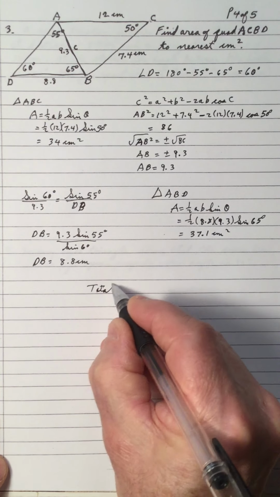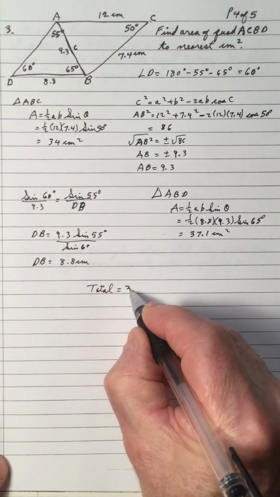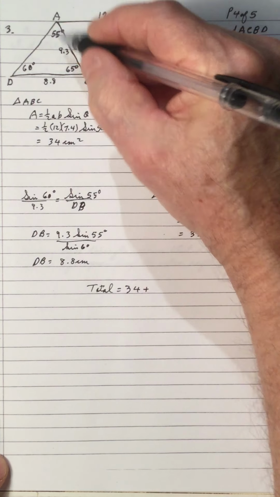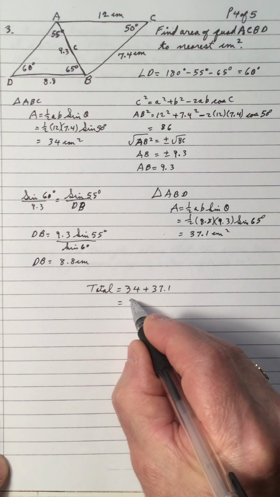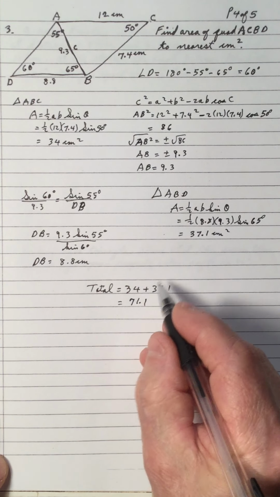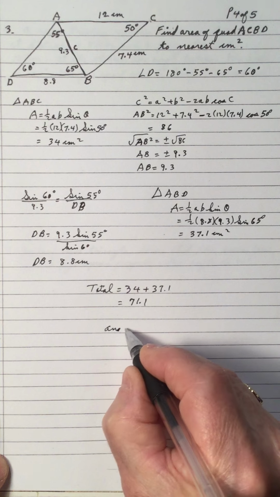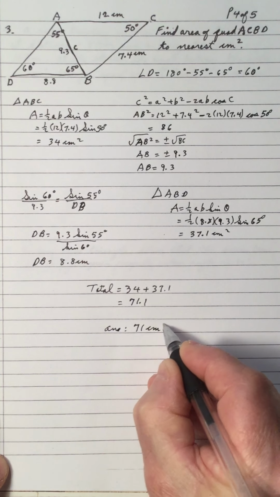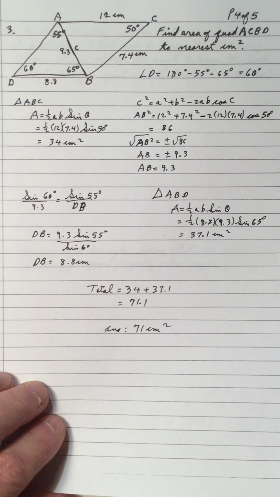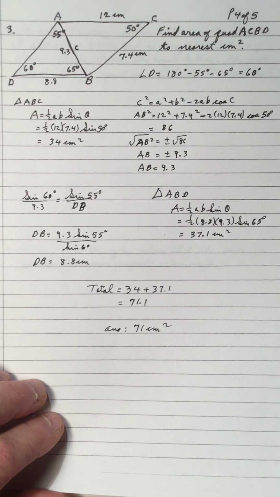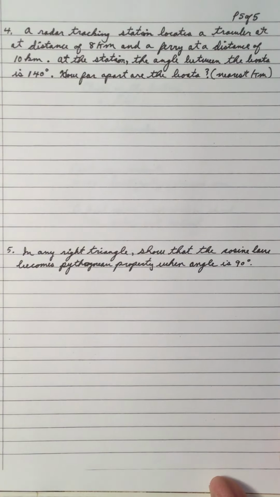So the total area is the area of triangle ACB, which is 34, plus the area of ABD, which is 37.1. So that's 71.1. And so the answer, we said to the nearest square centimeter, is 71 centimeters squared. Again, you're using the sine law, the cosine law, and the area of a triangle. Excellent question to review all that you've learned.